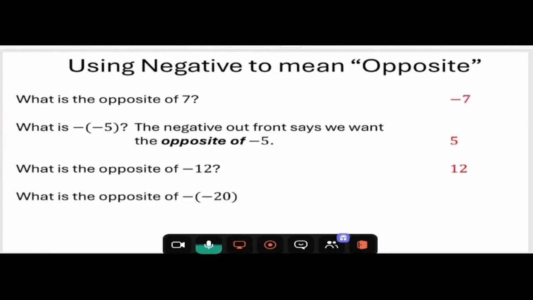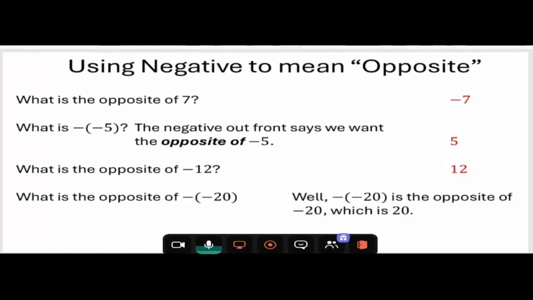And here's where they really convolute the language on you. What is the opposite of, remember that, the opposite of negative 20? Well, negative of negative 20 means the opposite of negative 20, which is 20, but they said, what is the opposite of that? So the opposite of positive 20 is negative 20, right? This is negative of negative becomes positive, so that thing there is positive 20, and they want the opposite of that, so it's negative 20.